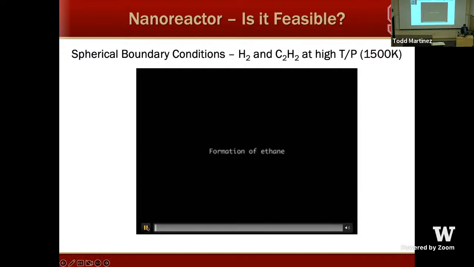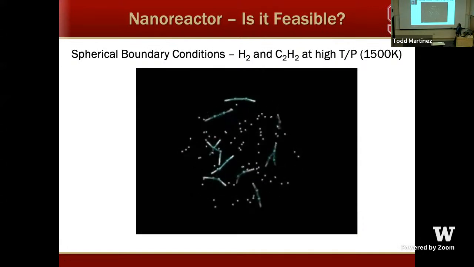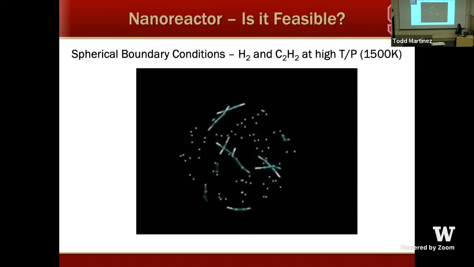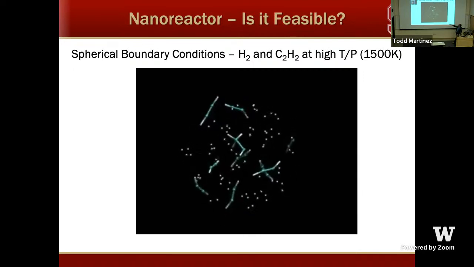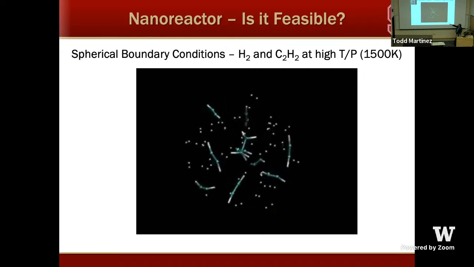So this is an early example of what the dynamics looks like. You have, in this case, a bunch of acetylene molecules and hydrogen, and you just watch this thing go, and you can see that reactions are actually happening. So here I have now, this is now ethane, right, after the reaction happened.